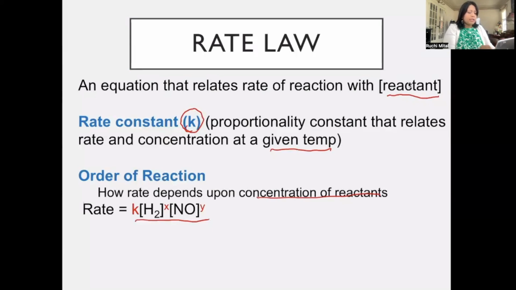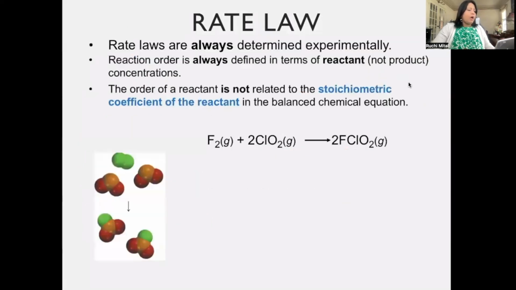So if any equation is given, these two are the reactants. Rate law is always determined experimentally. You have to use the experimental data. Reaction order is always defined in terms of the reactants, not the products. The order of the reactant is not related to the stoichiometry coefficient of the reactant. So this is not this number 2 and this number 2 over here.